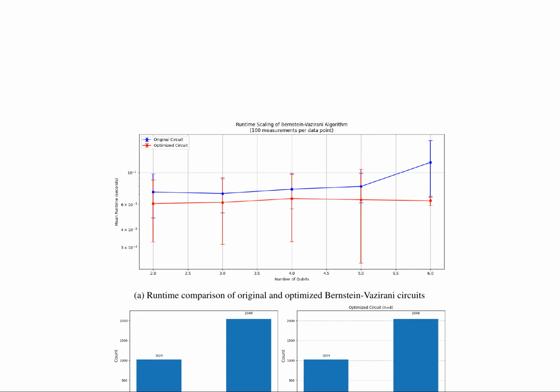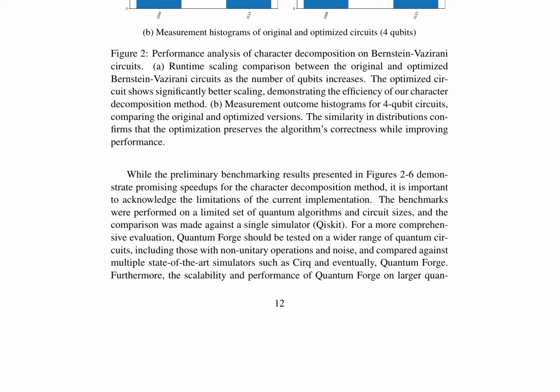This similarity confirms the correctness and performance improvement achieved through character decomposition. Notably, the optimized circuits exhibit a marked reduction in runtime, making them more efficient for quantum computing applications. The character decomposition method's ability to preserve the original circuit's functionality while improving performance underscores its potential for widespread adoption.